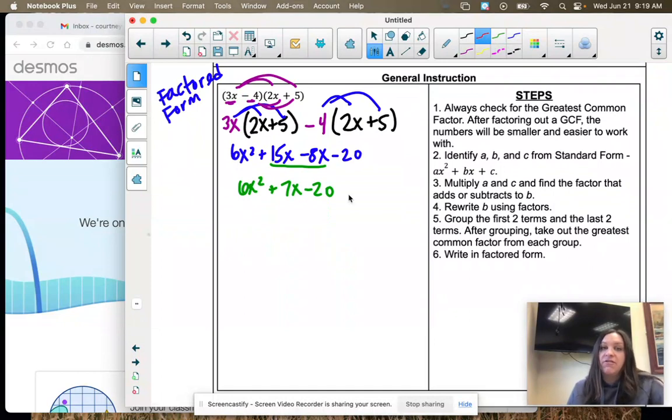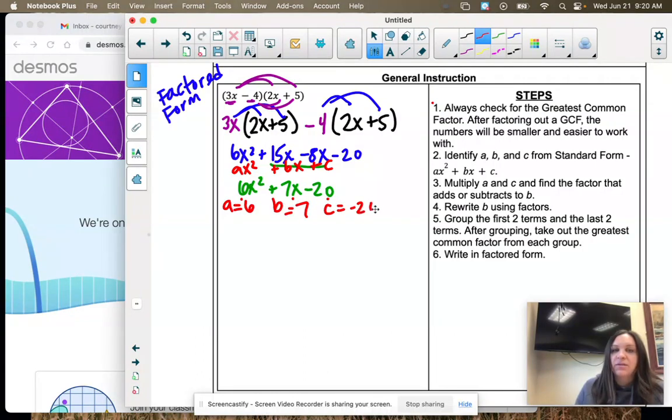All right, so now we're going to factor this back to factored form. So say we're just given this. First thing, you always want to check for greatest common factor. If you factor that out, it makes it a lot easier to work with. So I have 6, 7, and 20. There's not a greatest common factor for that, so we're just going to move on. Okay, step 2, identify a, b, and c. So remember our standard form, ax squared plus bx plus c. So a is 6, b is 7, and c is negative 20.